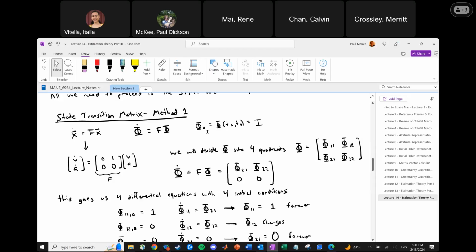Okay. So that gives us two bits of information. We know that phi naught is the identity matrix, which means we know that phi 1 1 starts as 1, phi 1 2 starts as 0, phi 2 1 starts as 0, and phi 2 2 starts as 1. All right, so far so good.